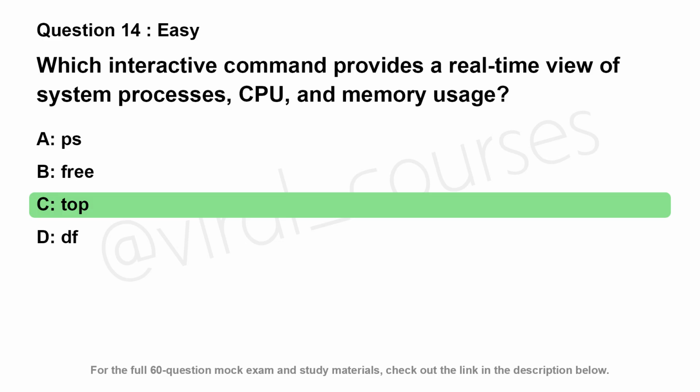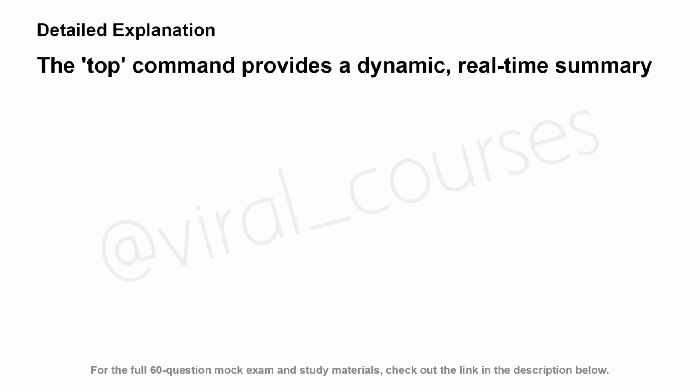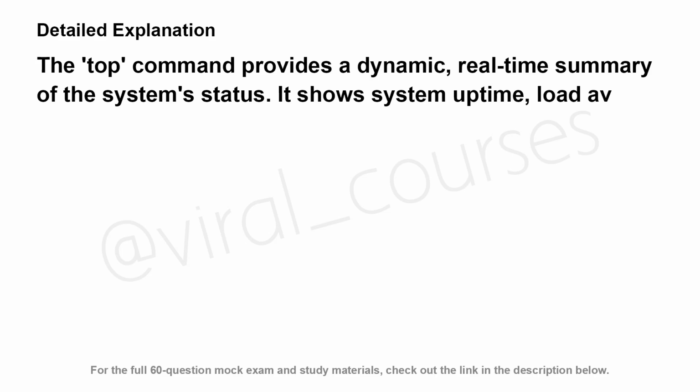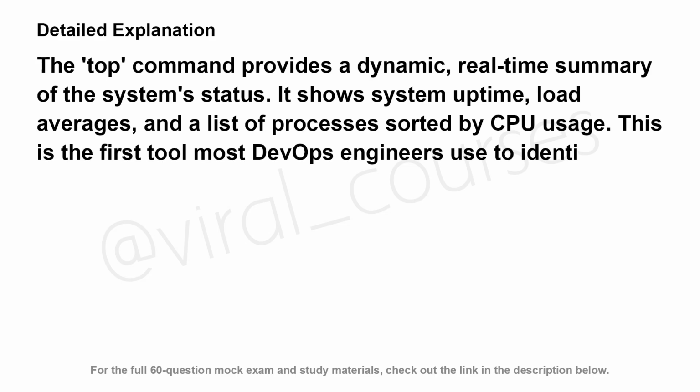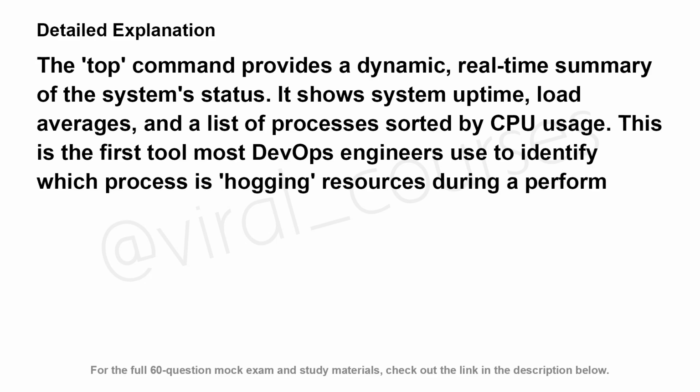The correct answer is C. The top command provides a dynamic, real-time summary of the system's status. It shows system uptime, load averages, and a list of processes sorted by CPU usage. This is the first tool most DevOps engineers use to identify which process is hogging resources during a performance degradation event.